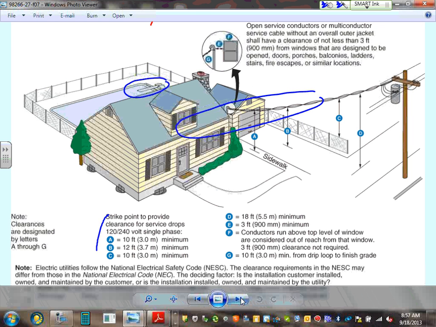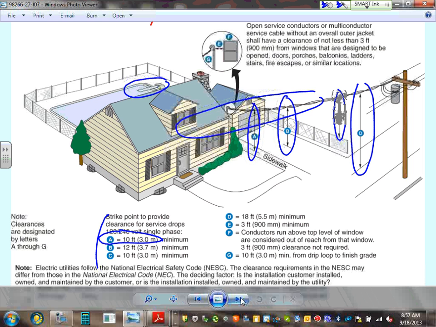I want to emphasize all the clearances. My major one is always the 10. That 10 foot right here, guys, right here above the fence, is the single most important clearance. Of course, over the driveways and over alleys, 18 and 12 is another clearance. Also, 3 feet away from windows is another important clearance.